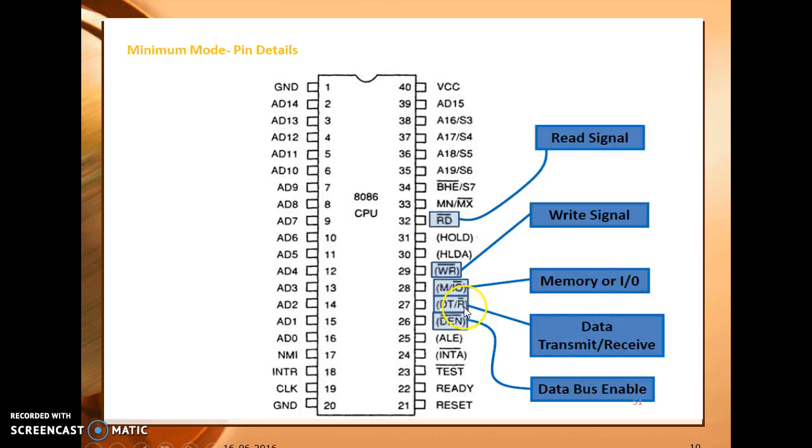Next, DT/R bar, data transmit or receive. We are going to transmit, that is, we are going to write the data to the memory or to the IO device. That can be done with the help of DT/R bar. Then DEN, that is the data bus enable.